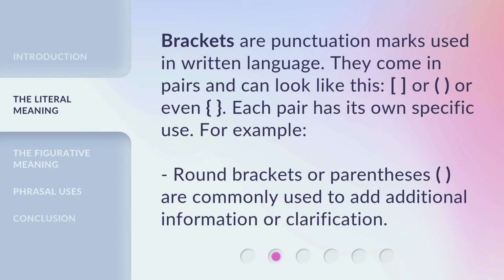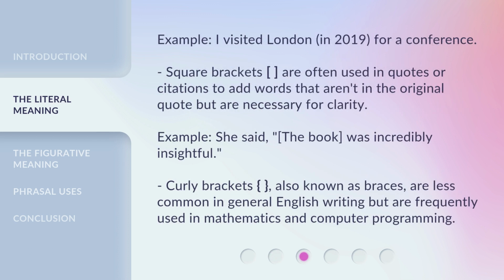Brackets are punctuation marks used in written language. They come in pairs and can look like this, or even. Each pair has its own specific use. For example, round brackets or parentheses are commonly used to add additional information or clarification. Example, I visited London (in 2019) for a conference.